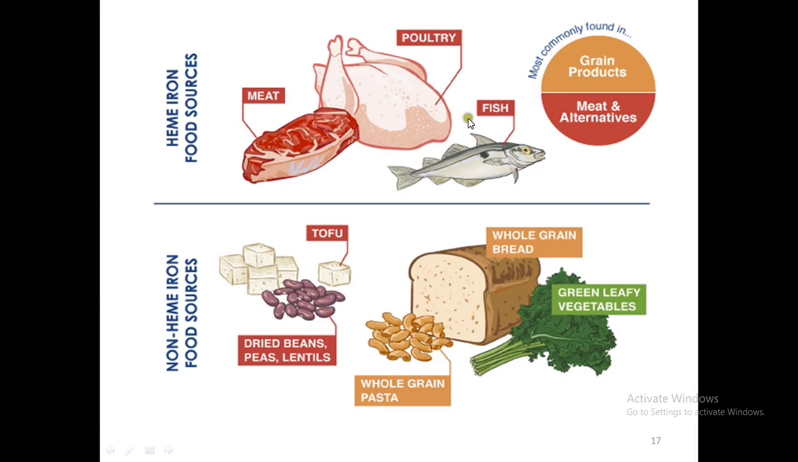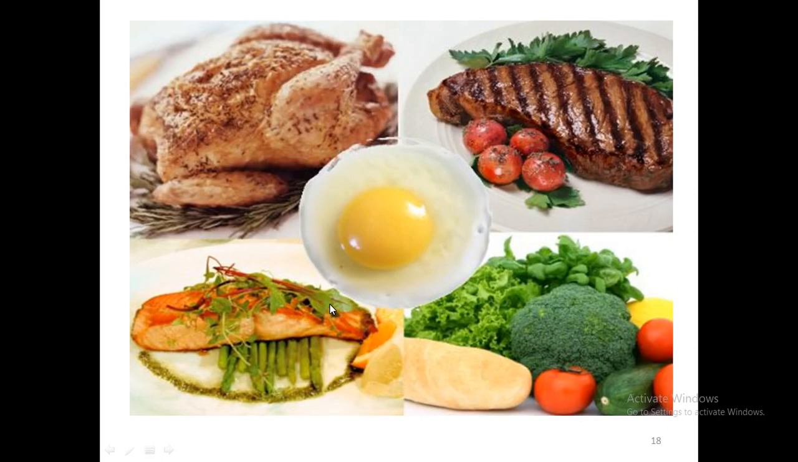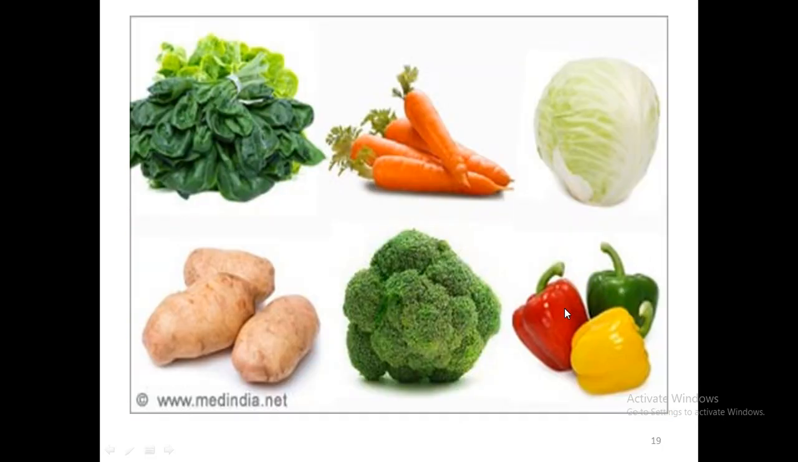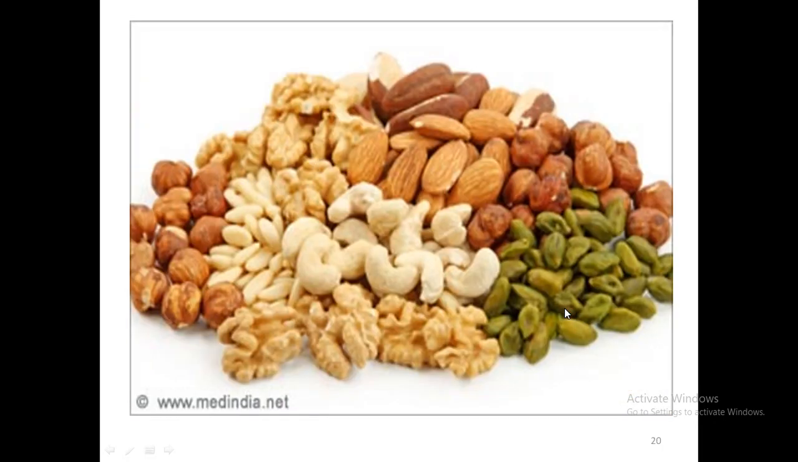Heme iron is found in animal sources, poultry, fish, meat, etc. And non-heme iron is found in plant sources, green leafy vegetables, then grains, etc. So these are rich sources of iron, animal sources, and the plant sources also contain iron but in the ferric form. Nuts also contain lots of iron, but again in the ferric form.